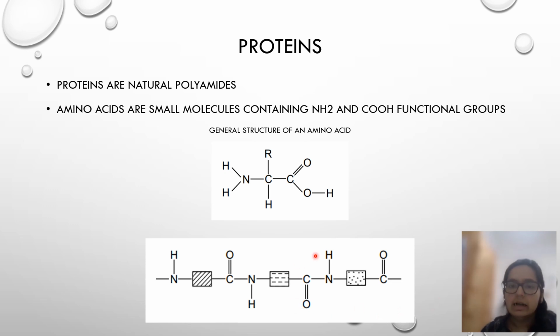These are the amide linkages. So you can see there is this carboxylic acid group, and the OH has been removed, and from the amine group as well the hydrogen has been removed, forming a water molecule. These boxes represent different carbon chains, because each amino acid is different. Each amino acid has a different R group. So these boxes represent that it is a different amino acid.